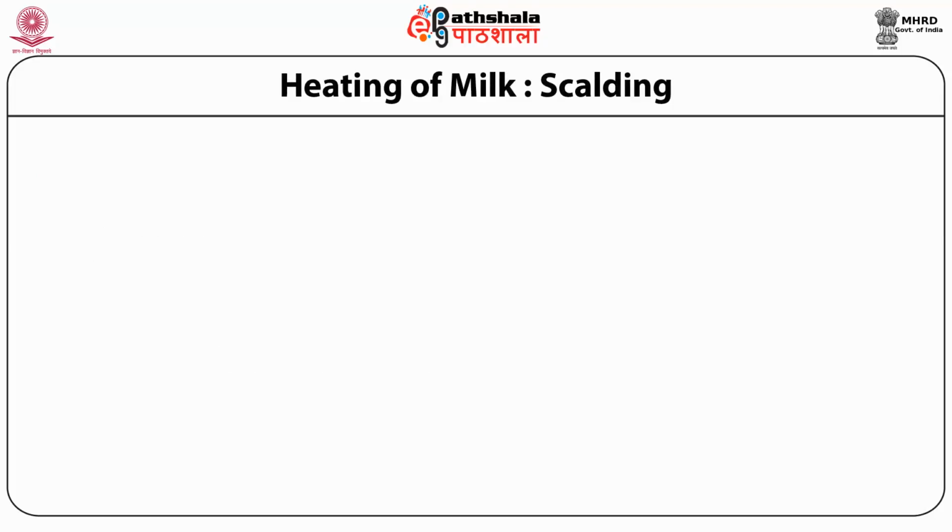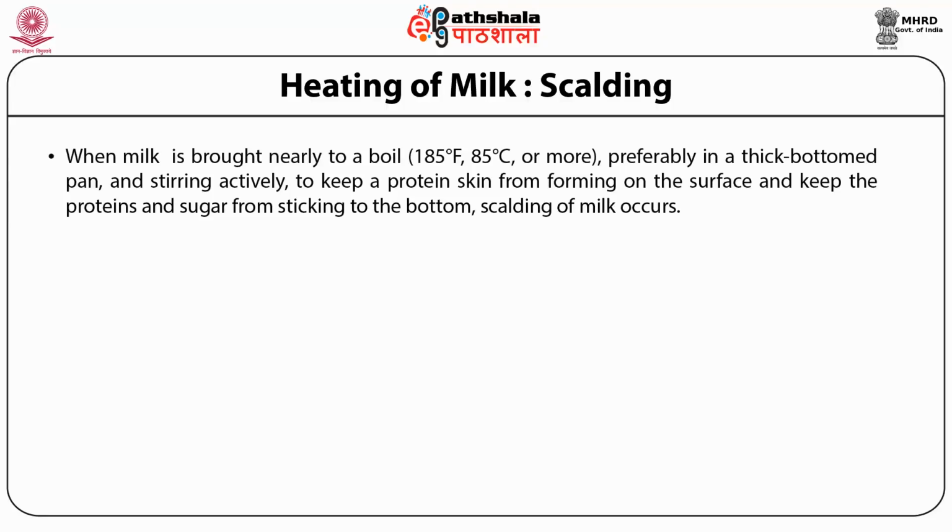Application of heat causes scalding of milk. Scalding of milk is a process when milk is heated on a low flame. That is, the temperature of milk is not taken to the boiling temperature of 100 degrees centigrade. Scalding is performed at 85 degrees centigrade or slightly more. If milk is kept in a thick bottomed pan and stirred continuously, it is scalded. That is, it is not boiled, or scum is not formed on its surface.